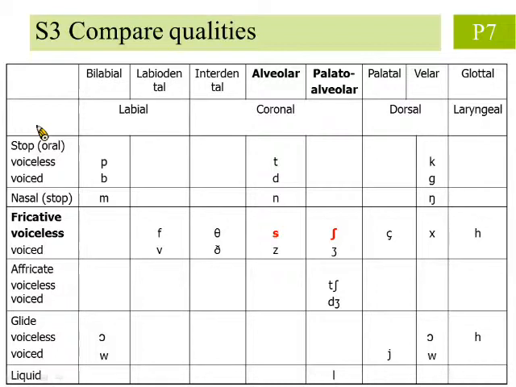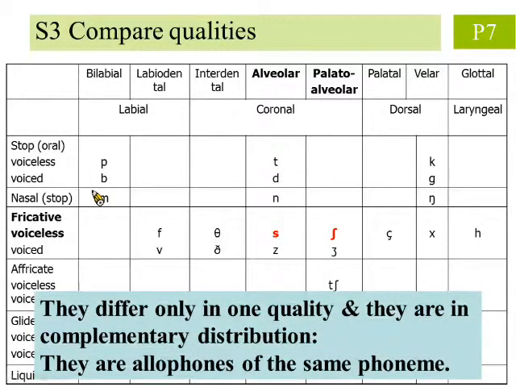From this table, we can see that the two consonants differ only in one quality, which is their place of articulation. S is an alveolar, while Sh is a palato-alveolar. In addition, the two sounds are in complementary distribution, therefore they are allophones of the same phoneme.